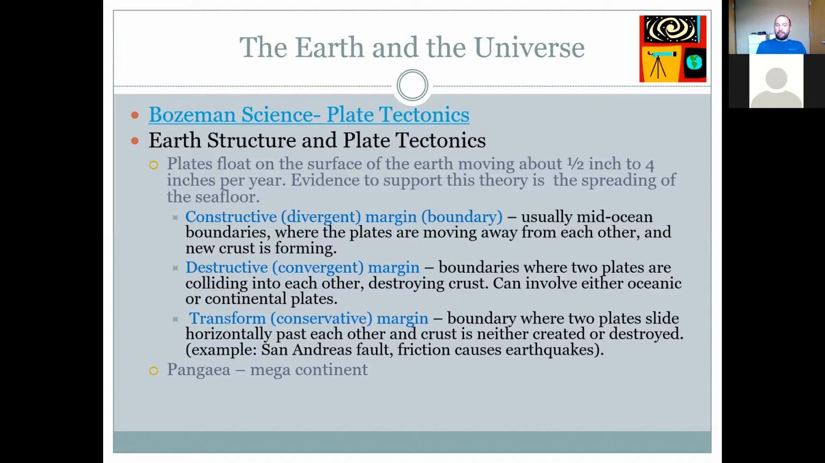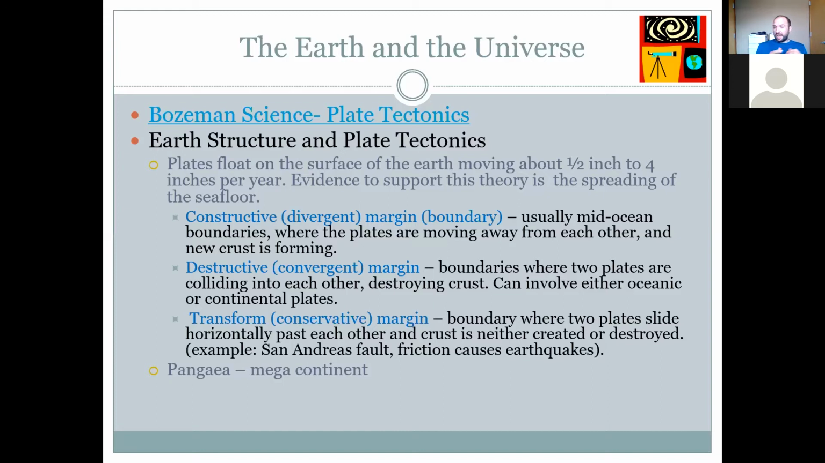Usually mid-ocean boundaries are typically divergent boundaries, because as you pull away, the plates sink and pull apart. So you get ocean troughs. That's again the reason the oceans are shaped the way they are, because of the way those plates are pulling apart and the ocean is actually getting bigger and deeper, right?